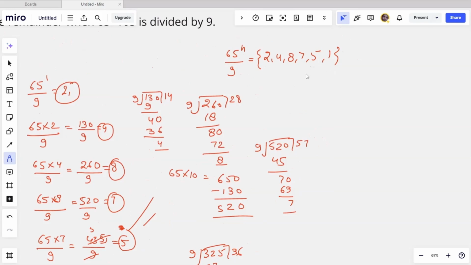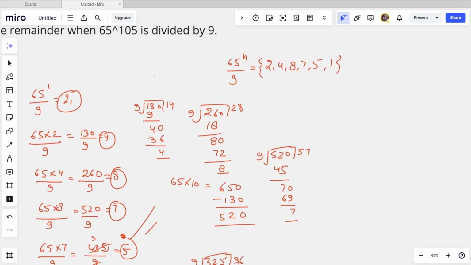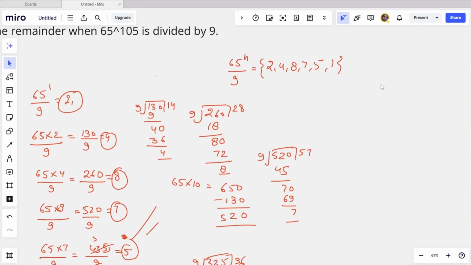So what is the power? The power is 105, so simply we will divide the power by how many elements are in our remainder cycle. 1, 2, 3, 4, 5, 6. So we will divide 105 by 6. 6 times 1 is 6, 4 and 5, 6 times 7 is 42. So the remainder is 3. It means our answer will be the third element in the remainder cycle, which is 8. Okay, so this will be our answer.